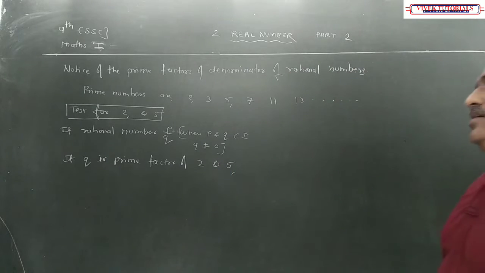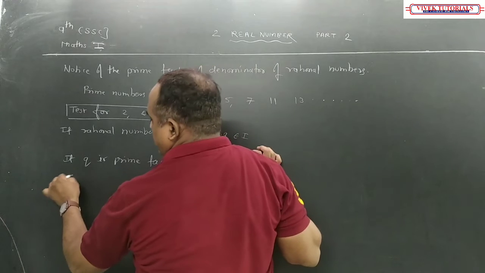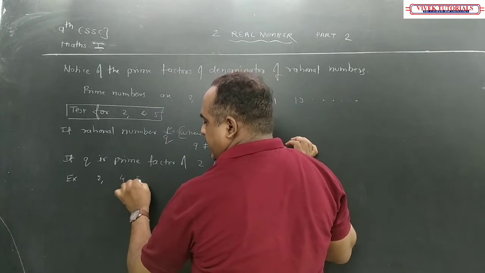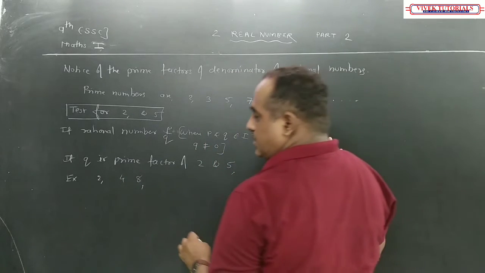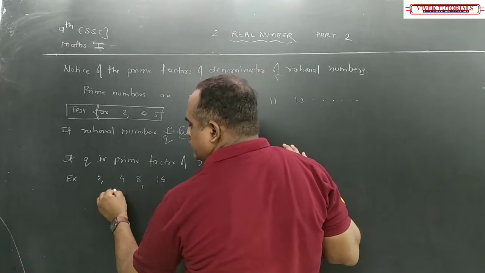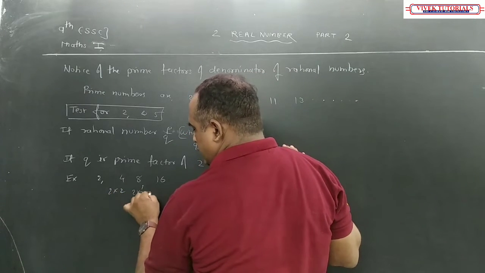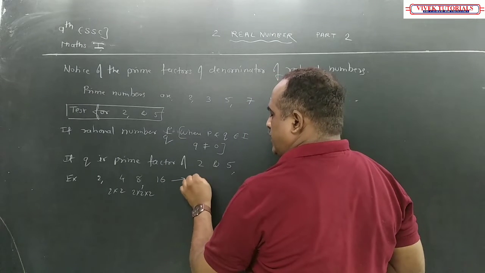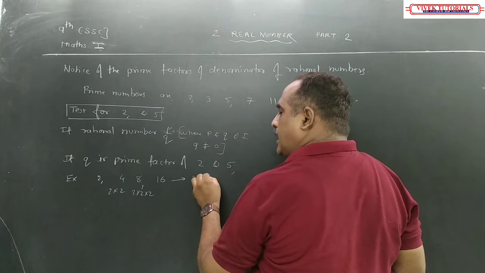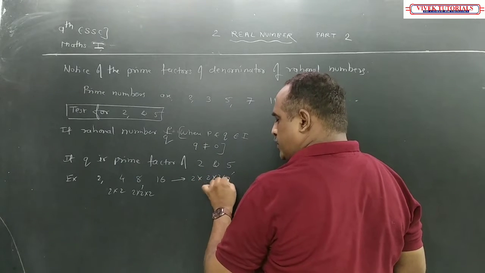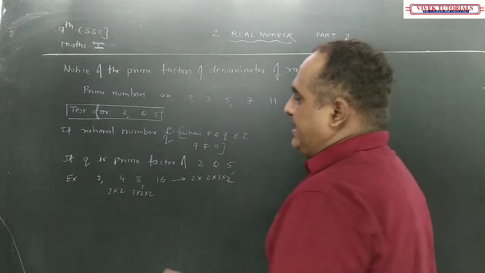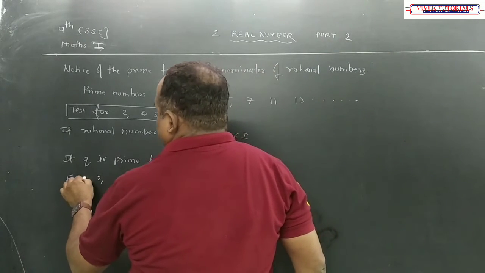2 and 5. For example, 2, 4, 8, got it? Then 16. Here, everywhere it is 2 into 2. Here it will be 2 into 2 into 2. Here it will be 2 into 2 into 2 into 2. Or 10 also. Okay, this is the first example.